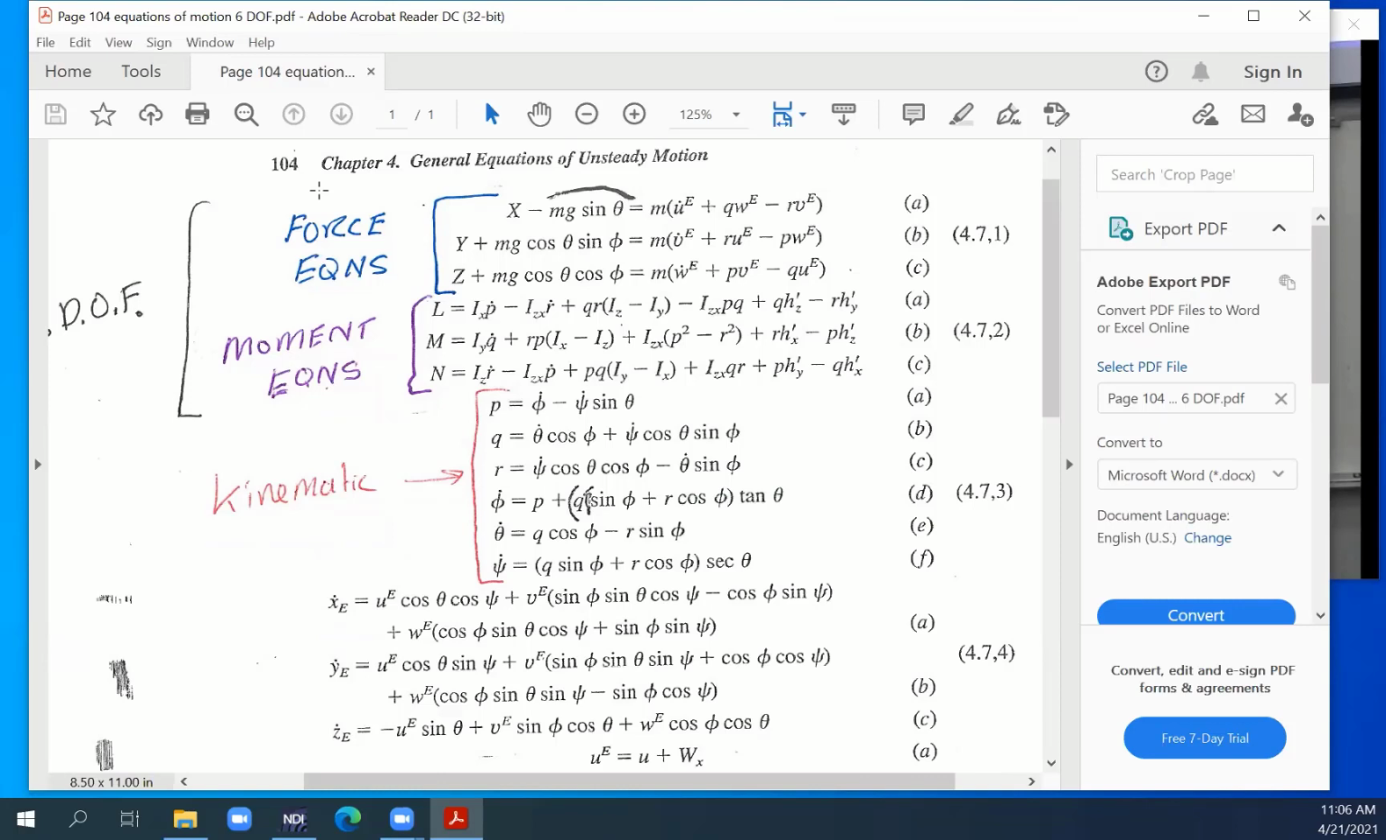Those are the equations that relate theta dot, phi dot, and psi dot to P, Q, and R. Remember we talked about those. This is just a transformation. And they're kinematic because they aren't dynamic. It's not mass times acceleration is the force.